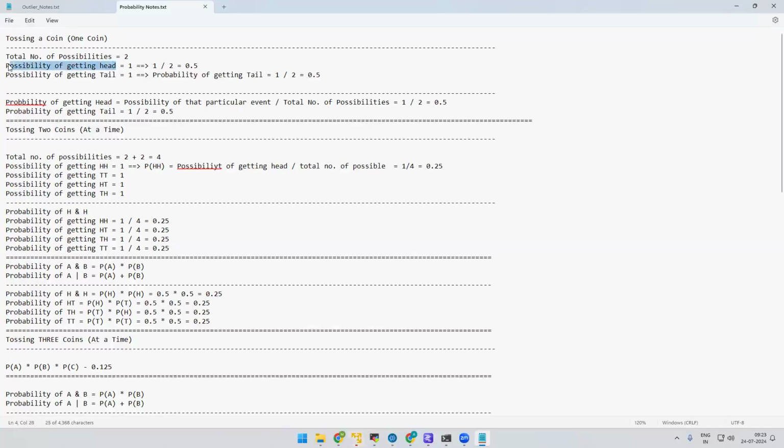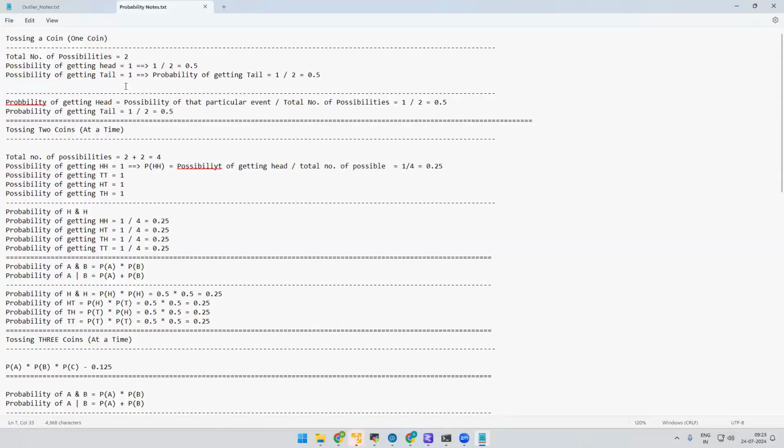So if we toss a coin, what is the possibility of getting head? There is only one possibility, right? Out of these two, there's only one possibility that you get head. And there's only one possibility that we get tail, because there is only one head and only one tail on a coin.